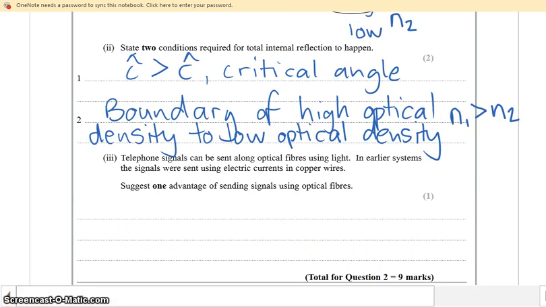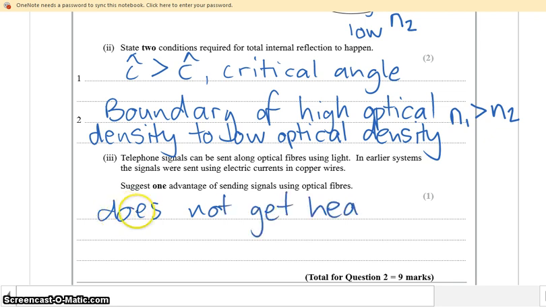Okay, an advantage of using optical fibres is that when light travels down an optical fibre, the optical fibre does not get hot, it doesn't get heated.